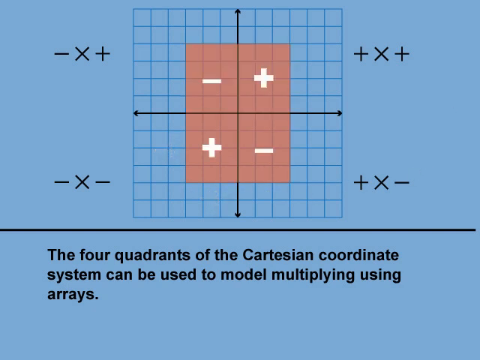Now we can see a visual pattern that shows a symmetry for the sign of the product. A positive times a negative, or vice versa, is negative, as shown here. The product of two positives or two negatives is positive, as shown here.